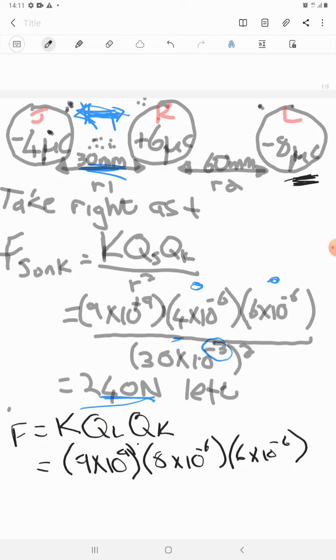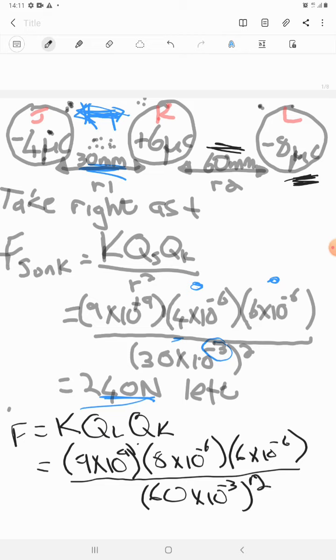And what is my distance over here? You can see it's 60. So this time I'm going to say 60 times 10 to the power of -3. Why? Because there's 1,000 millimeters in 1 meter. And this is all going to be to the power of 2 over there. My final answer there is going to be 120 newtons, but this time it's going to be towards L.